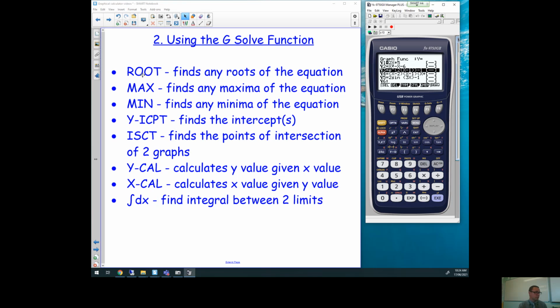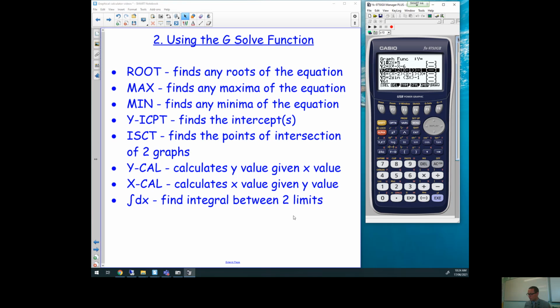These things include finding the roots, any maxima or minima of any curves, and the y-intercepts, usually just one. We can also find intersection points of two graphs. We can only plot two at the same time and use that function, but it is possible. We can also calculate y coordinates given certain x values, x coordinates given certain y values, and we're also able to use the integral function to find an integral between two limits.